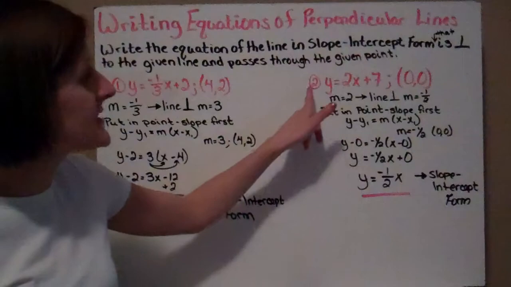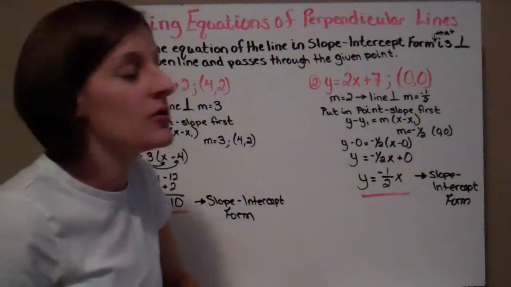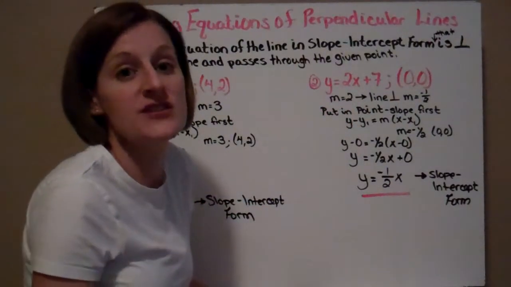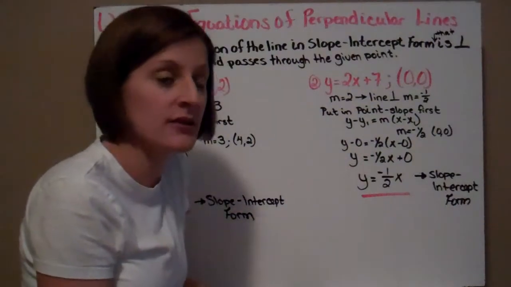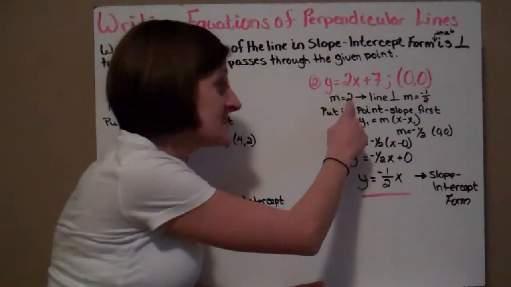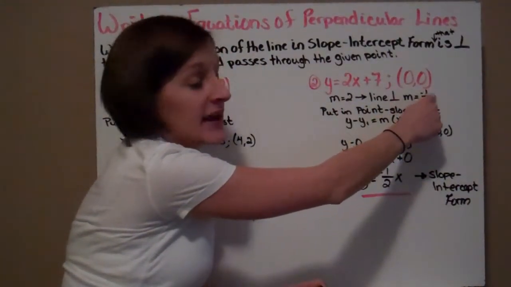Okay, let's look at this second one. y equals 2x plus 7, and my point (0, 0). Now the slope of this line is 2. I need to find the negative reciprocal of that to do the perpendicular line. So the reciprocal of 2 is 1/2. Now if this is positive, my new slope must be negative. So that's how I get negative 1/2.